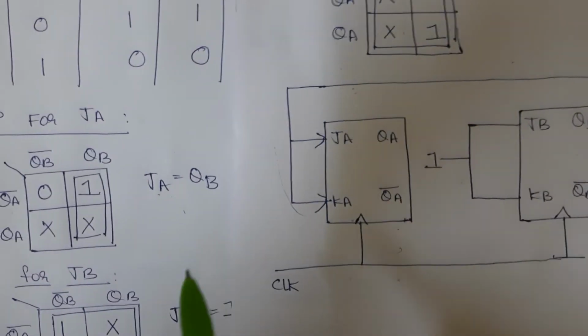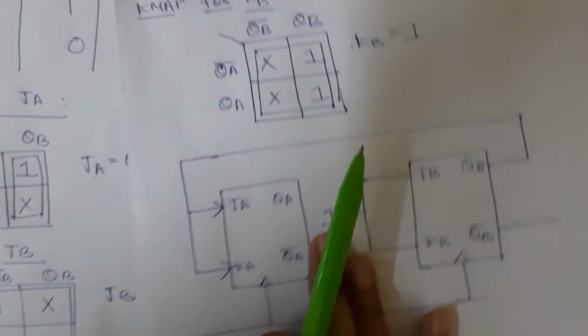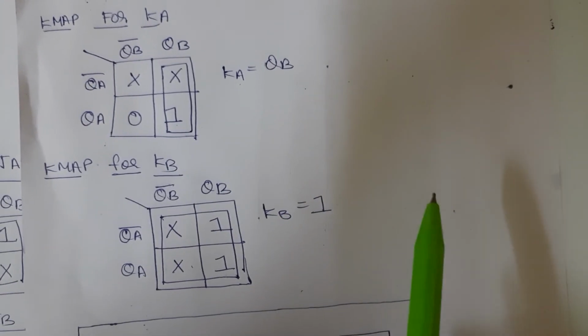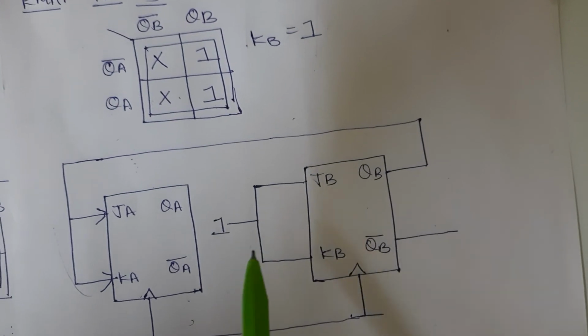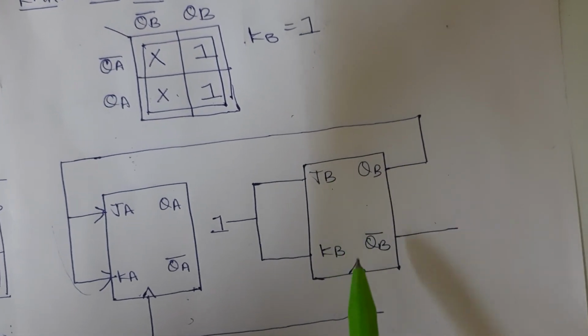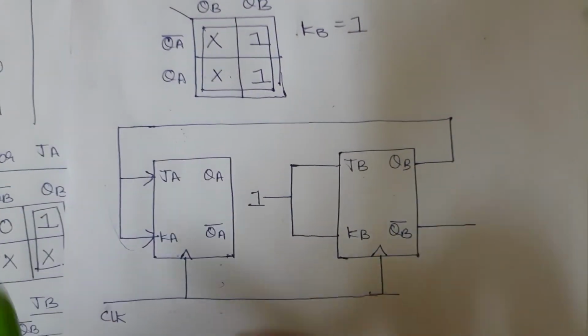Next we found out that JB is 1 and KB is also 1. So both of them are 1. So I will give the value of 1 to both JB and KB. So this is how my final counter will look.